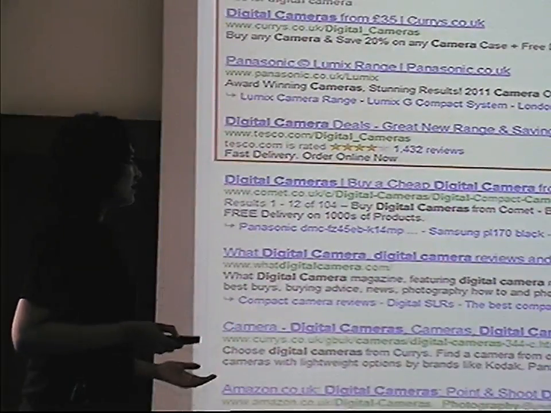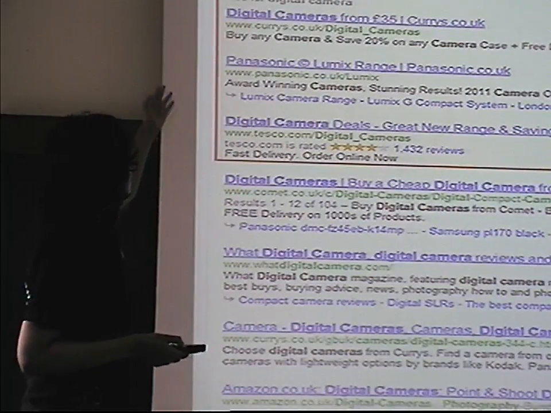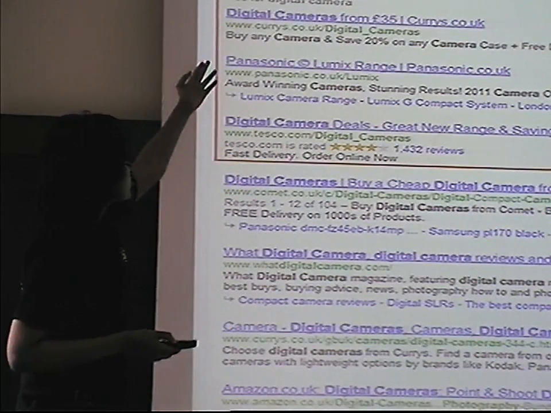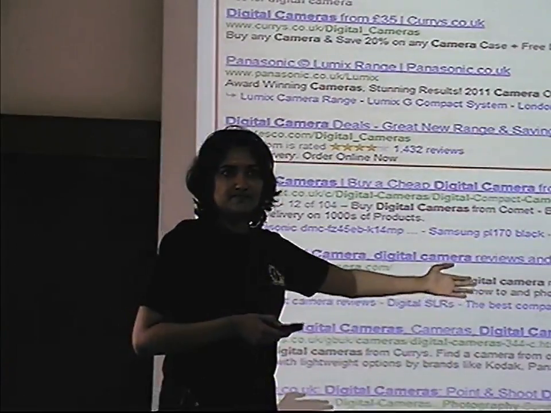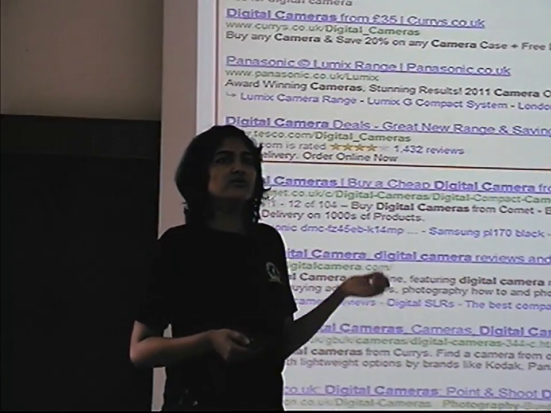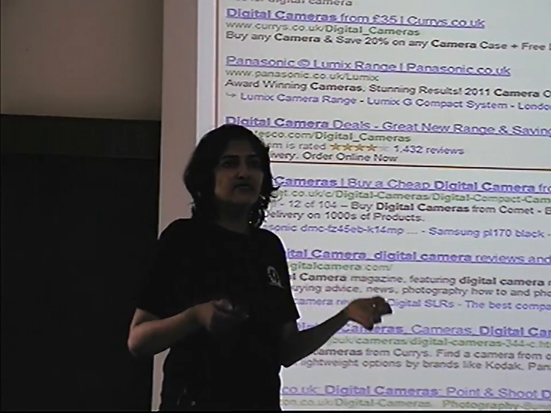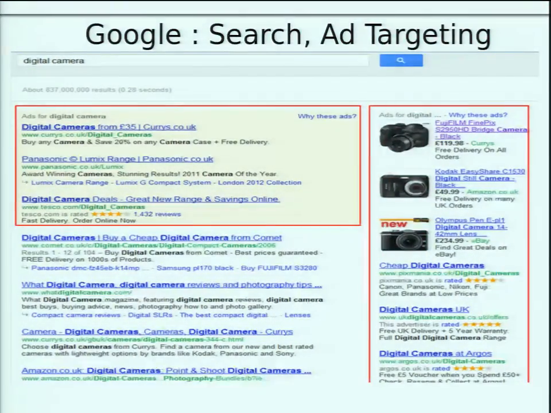Another example is when you type in your search query, you see a bunch of advertisements. How does Google know which advertisements are the most relevant ones to show to me? How does Google guess which advertisements I am likely to click on?